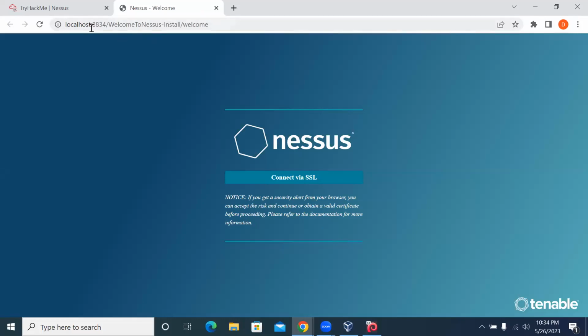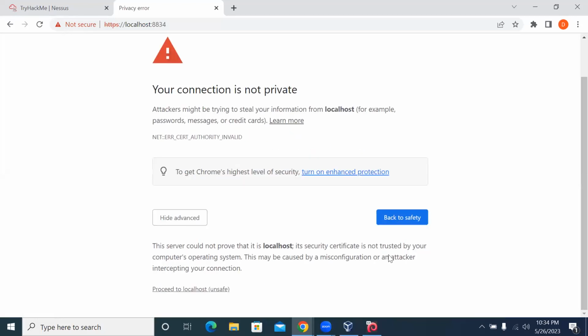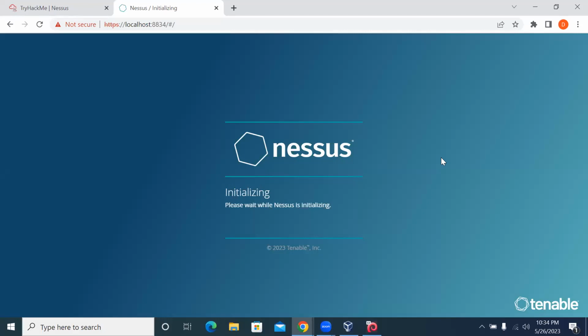So Nexus actually runs on your browser, right? But it runs as a local host. You can see it runs as a local host. So let's connect via SSL and then open this, proceed. It is initializing. So it runs as a local host within your system, right? When it has finished loading, it does not have anything to do with the internet. When it finishes loading, you put in your pass key and you continue using it.